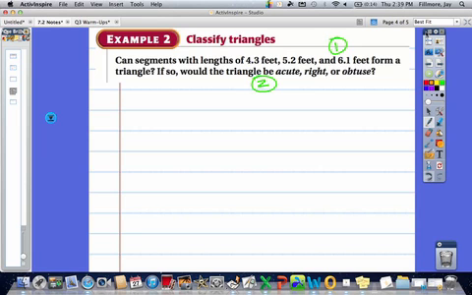length. The first thing to do is test if it can form a triangle. If it can form a triangle, then we should be able to add our two smaller sides, and it should be greater than our largest side. If this is true, then yes, those sides can form a triangle. If it's not true, they will not form a triangle.